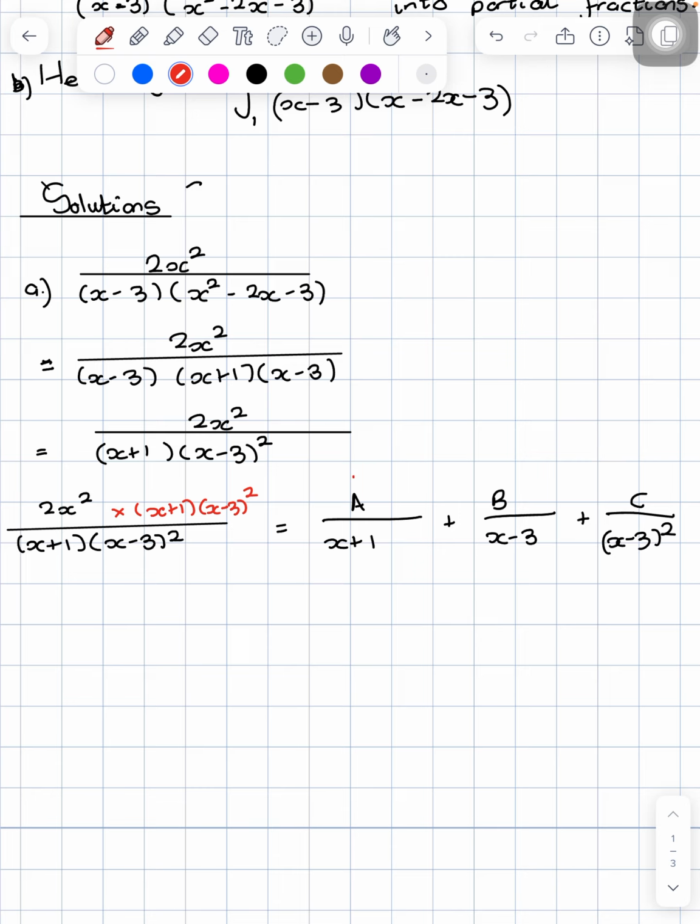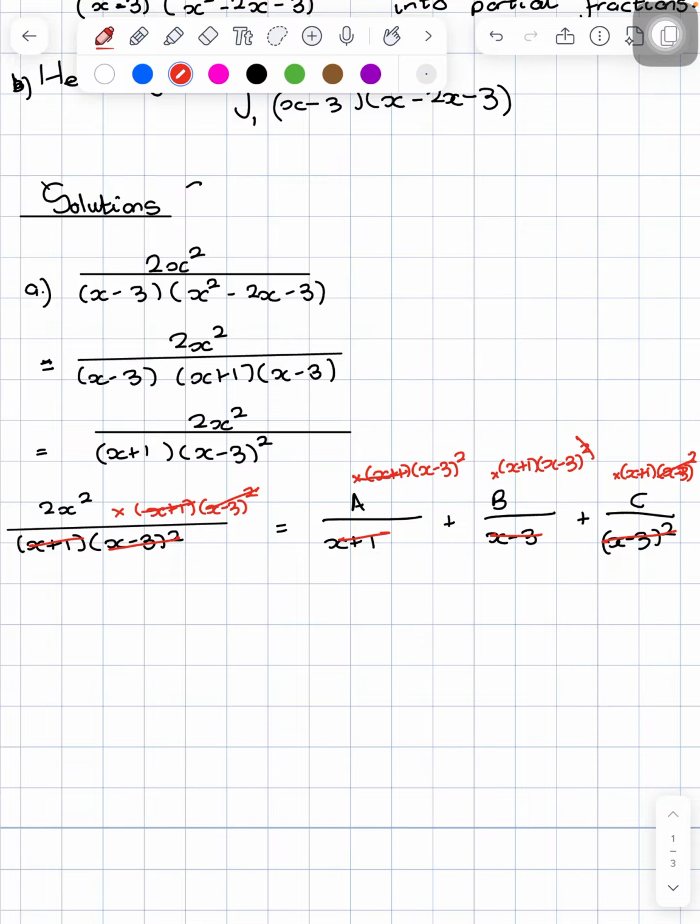So I'll multiply on top, for the issues of space, guys, that is why I'm doing that. Times x plus 1, x minus 3 squared. Right, so this is what will happen. x plus 1 will cancel with x plus 1, x minus 3 will cancel with x minus 3, and x minus 3 squared with x minus 3 squared.